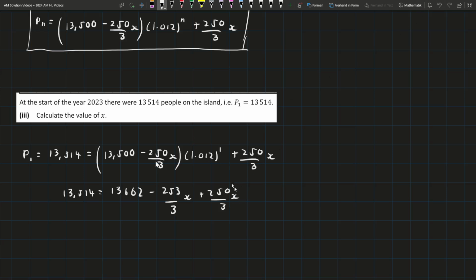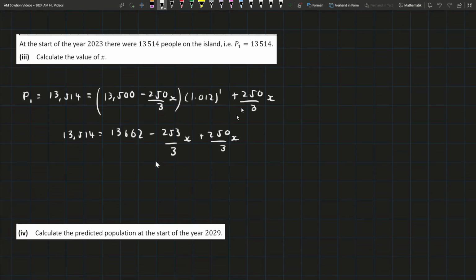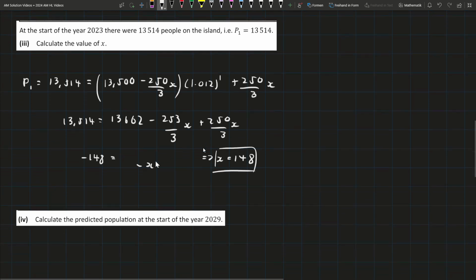Now, we'll bring the constant to the other side, so we'll do 13,514 minus 13,662. We'll get minus 148 equals, and then minus 253 plus 250, that'll be minus 3 over 3x. Or in other words, minus 3 over 3 is just minus 1. So minus x, that means that our x is equal to 148. That's our value for x, number of people who emigrate each year.